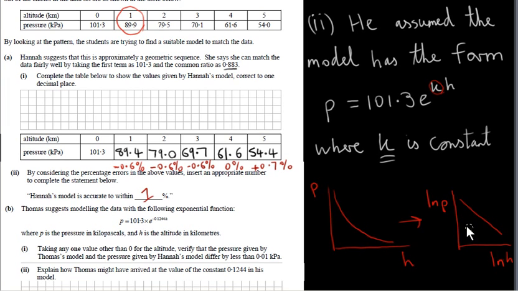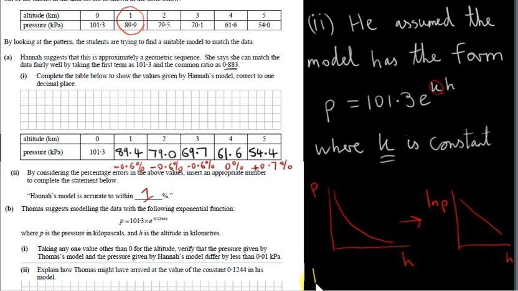Actually, it should be log of p against h, not log of p against log of h. To see why this will be a straight line if the relationship is exponential, let's just take the log of both sides of this function.